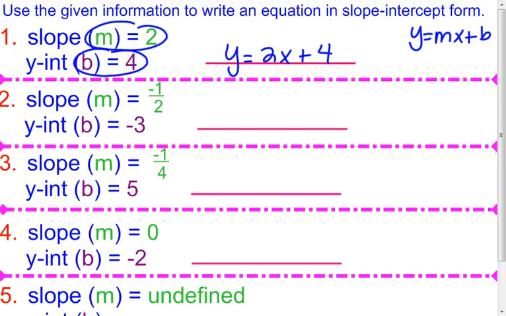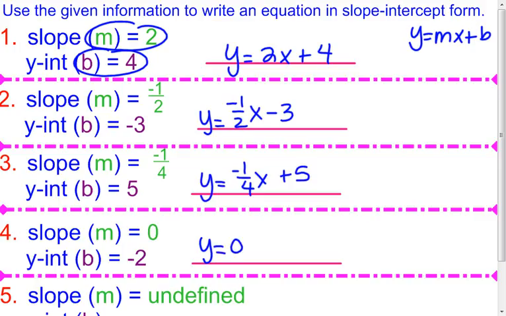Okay? On the next one, I will plug in -1/2 for m and -3 for b, so it will look like this. In the next one, I will plug in -1/4 for m, and 5 for b. On the next one, you would plug 0 in for m, so it would look like that, and then minus your y-intercept, but it is not mathematically polite to write 0x, so I would actually want you to write this equation as y equals -2.